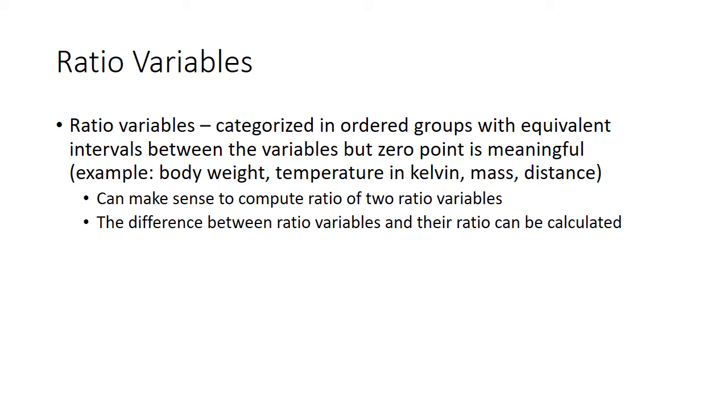So on the flip side of the interval variables, we also have ratio variables. Here these are going to be categorized in these ordered groups. They have equivalent intervals between them. But here the 0 point is meaningful. So for instance, you can have 0 body weight.